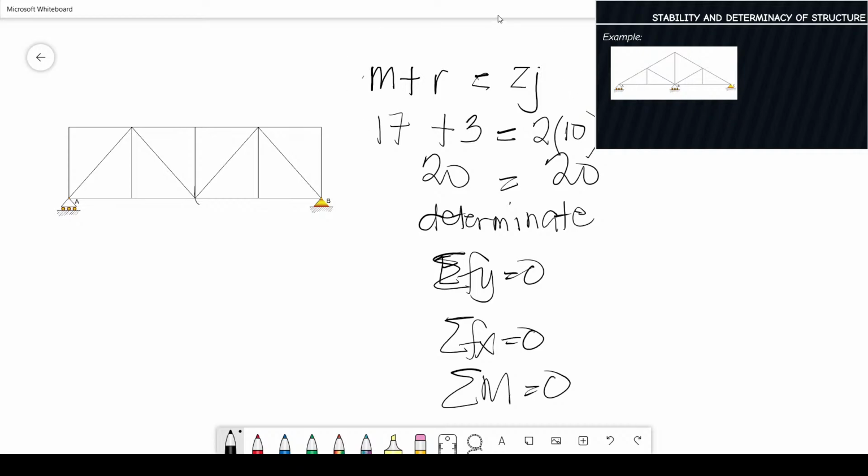That's it. So, pag makakita ka of problem nga indeterminate, so that will be a big problem for you. Di ba? So, dire kami pwede mag-analyze given only the static equilibrium equations. Okay? So, that's it for our stability and determinacy of truss. So, let's proceed now to the analysis of truss.